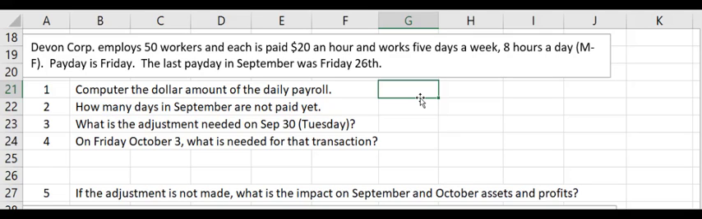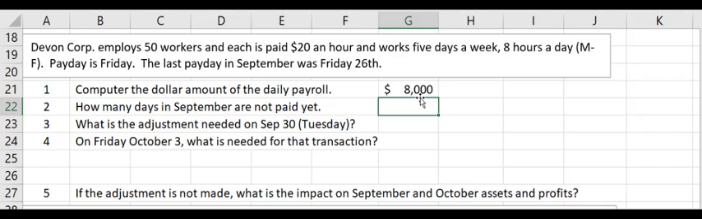All right, what's the dollar amount of the payroll? Let's see. We've got 50 workers, paid $20 an hour, 8 hours a day. So each day they're using $8,000 of labor. Okay, and how many days in September are not paid yet?